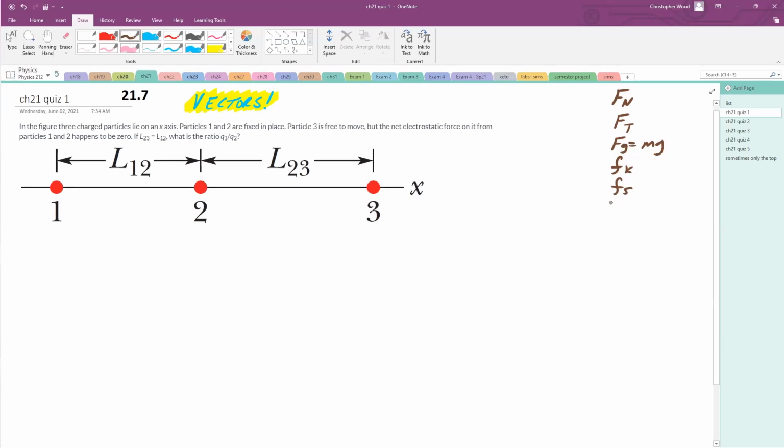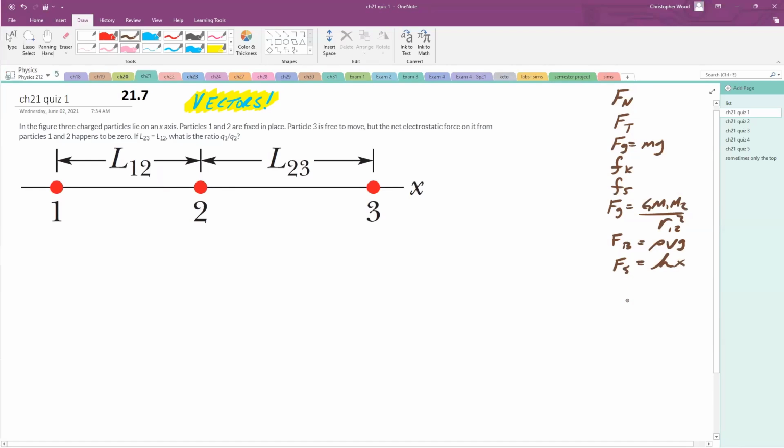You remember universal gravitation. So Fg generally is G m1 m2 over r12 squared. You remember the buoyant force, which is rho Vg, and maybe some other things. You remember the spring force. My point here is that you have worked with a whole lot of forces, and there are probably some other ones I'm forgetting off the top of my head.